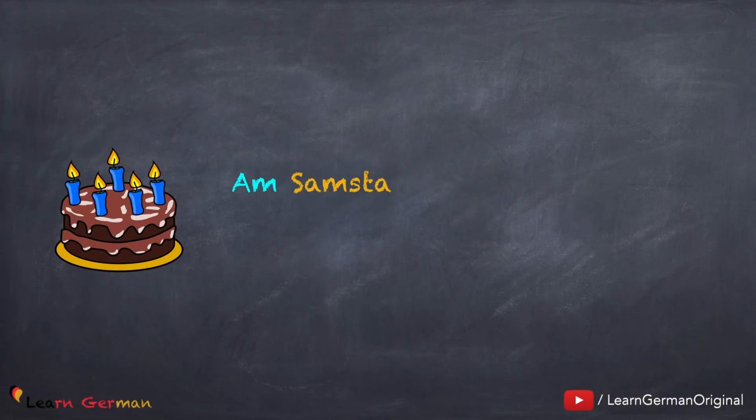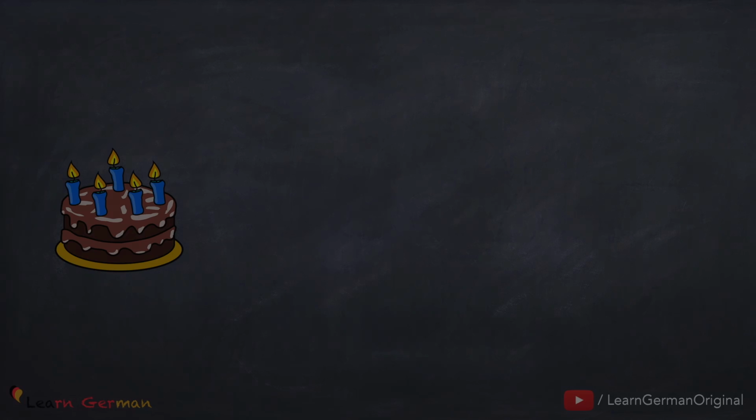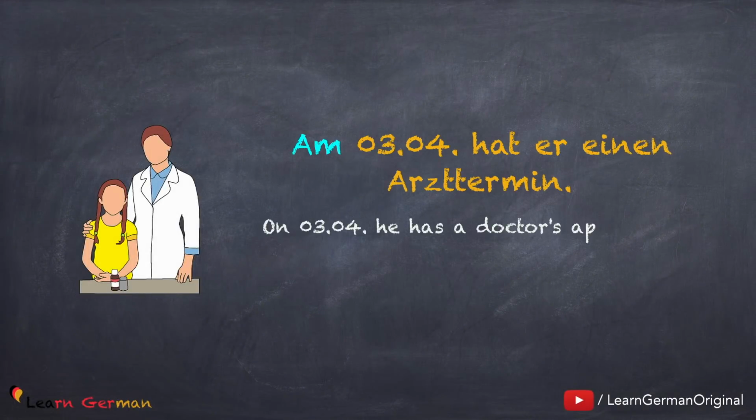Here's another example where am can be used as a temporale Präposition. Am Samstag habe ich Geburtstag. The next example: Am 3.4. hat einen Arzttermin. So when you're talking about weekdays, dates, then you use the preposition am. You can watch our video am, im to know the difference between these three prepositions. The link can be found below in the description.